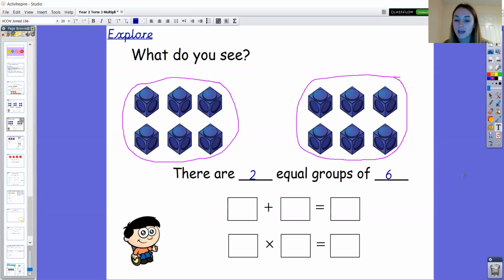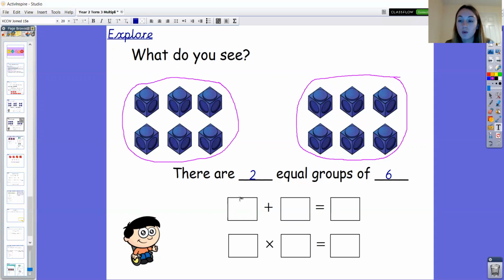I really appreciate it. Okay, so thinking about the repeated addition now. So we are adding together the amount inside each equal group. So can you remind me, please, Year 2, how many cubes are inside each equal group?